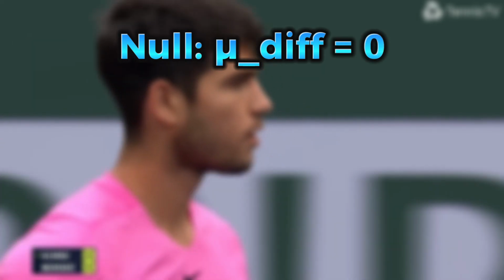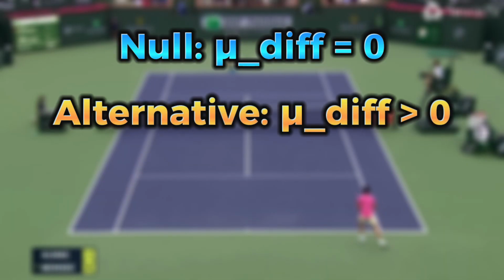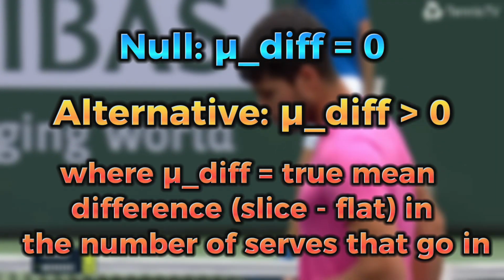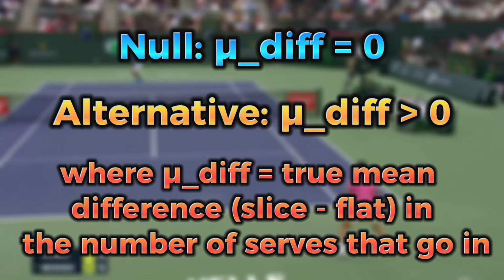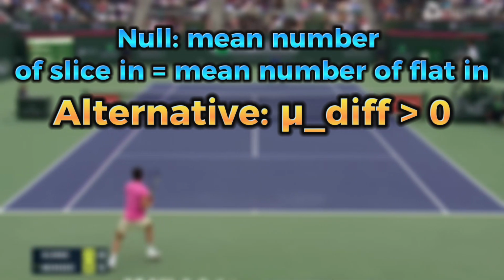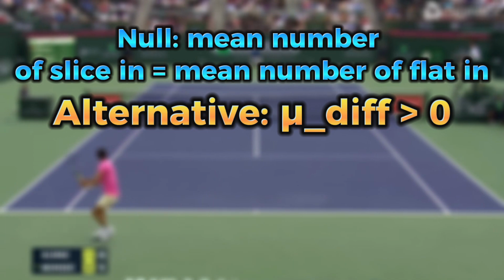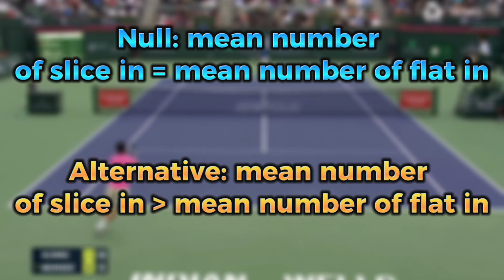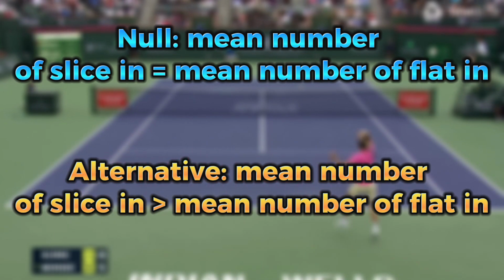The null was that mu was equal to 0, and the alternative hypothesis was that mu was greater than 0. And we let mu equal the true mean difference of the slice serves minus the flat serves that go in. So in other words, the null hypothesis is saying that the true mean number of slice serves is equal to the true mean number of flat serves that go in. And the alternative hypothesis is saying that the true mean number of slice serves is greater than the true mean number of flat serves that go in.